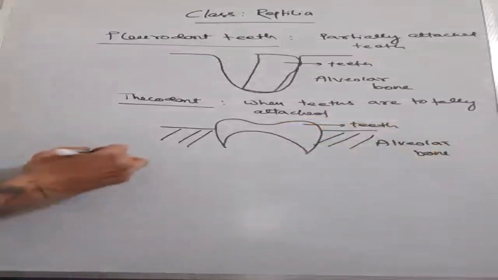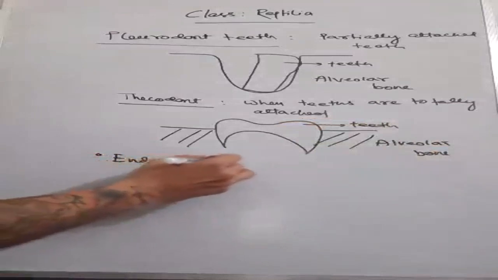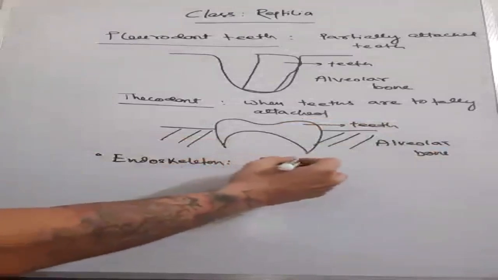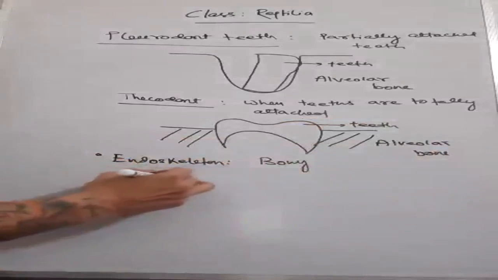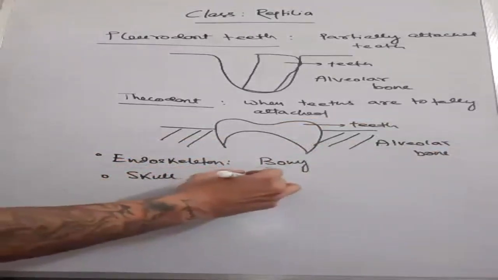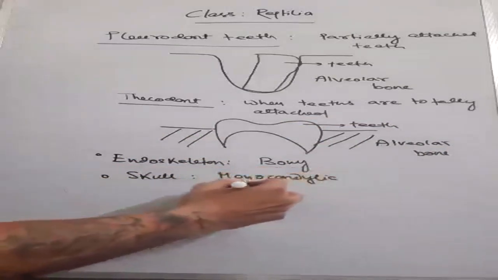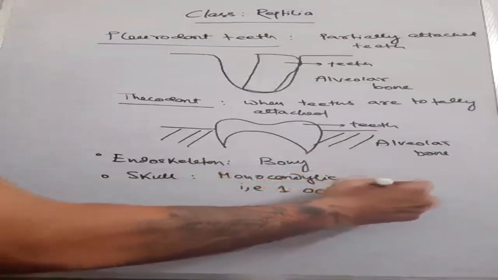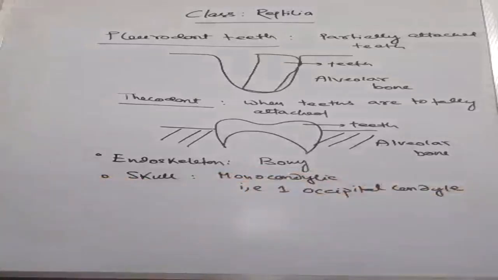The endoskeleton of the Reptilia is basically bony in nature. And the skull, like I said yesterday, is monocondylic. Monocondylic means there will be only one occipital condyle. I have told about the occipital condyle yesterday also. It is the connection point between the brain and the spinal cord.